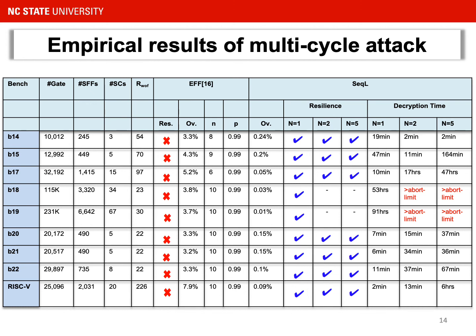For B18, B19, we still expect incorrect key decryption if we increase the abort limit, based on the theory explained in the last slide. Clearly, in all the cases, SeqL is secure, or in none of the cases SeqL revealed the key for the multi-cycle attack, proving its resilience.